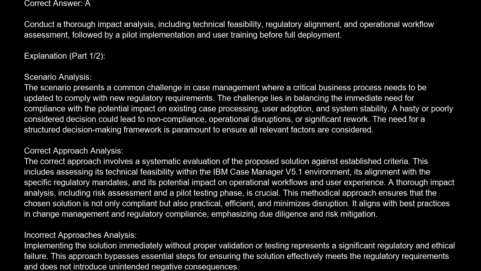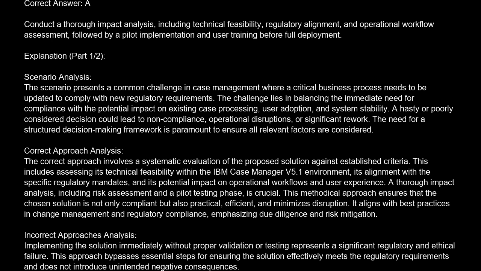The challenge lies in balancing the immediate need for compliance with the potential impact on existing case processing, user adoption, and system stability. A hasty or poorly considered decision could lead to non-compliance, operational disruptions, or significant rework. The need for a structured decision-making framework is paramount to ensure all relevant factors are considered.